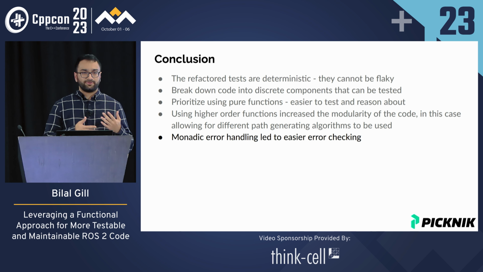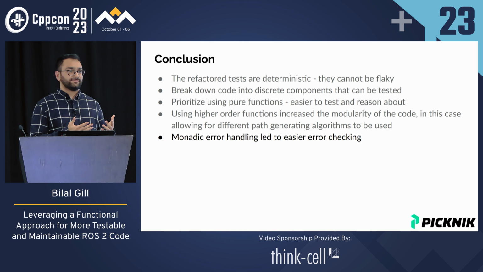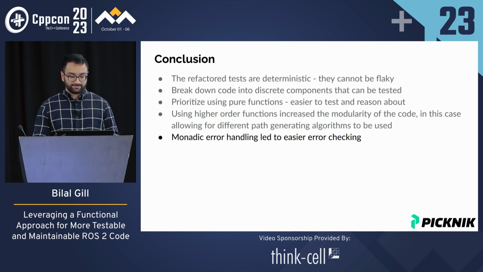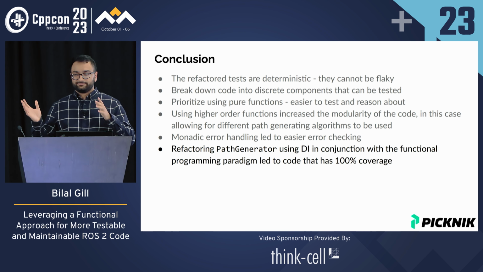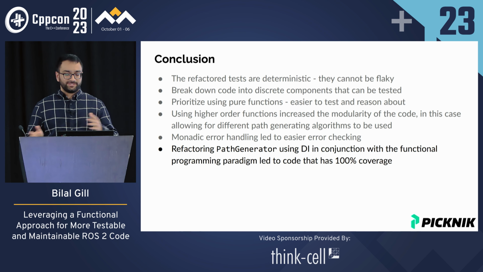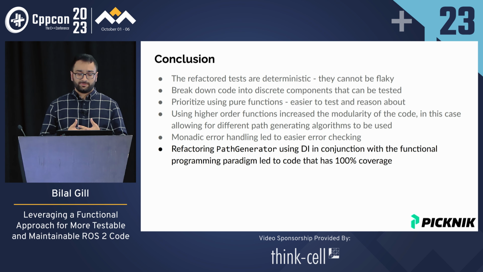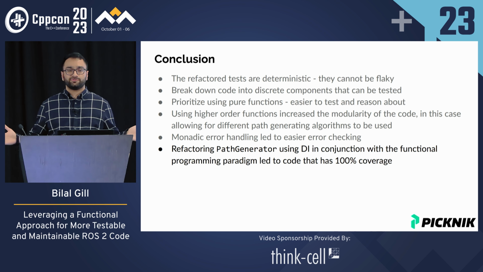We can just compose the functions of how we want to deal with the error or the expected type. So refactoring path generator using DI in conjunction with the functional programming paradigm led to code that has 100% coverage.